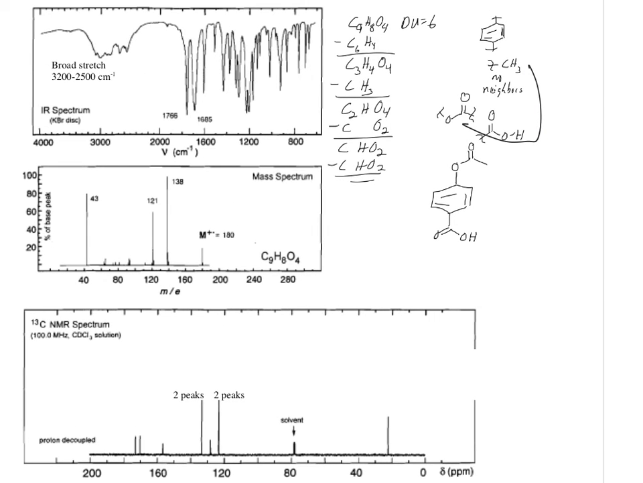And let's see if we have 9 carbons. Maybe we should have 9 types of carbons from this. 1, 2, 3, 4, 5, 6, 7, 8, 9. They're all different, 9 different carbons.